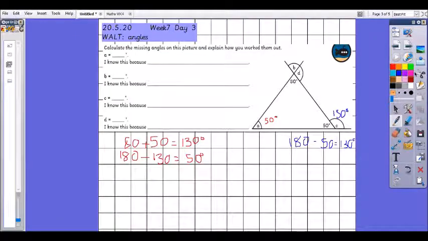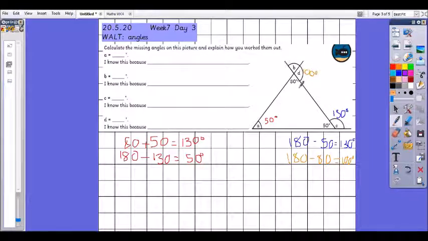Now I'm going to look up here at angle D. Angle D, I have noticed, sits on a straight line with this angle 80 here from inside the triangle. Therefore, to find D, I'm going to do 180 take away 80. So 180 take away 80 leaves us with 100 degrees. So angle D is 100 degrees.